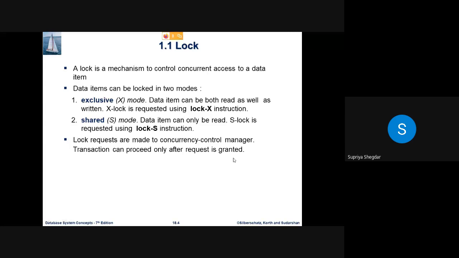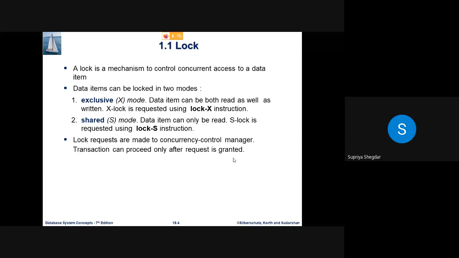In this way, if the transaction wants a lock on the data item, then first the transaction has to give a request to the concurrency control manager regarding the lock and the data item. If the data item is free, or if no other transaction has acquired the lock on the same data item, then and only then does the concurrency control manager grant the lock to that transaction. After the lock is granted, the transaction can proceed with its execution. If the concurrency control manager has not granted the lock to the transaction, then that transaction does not proceed for further operations.